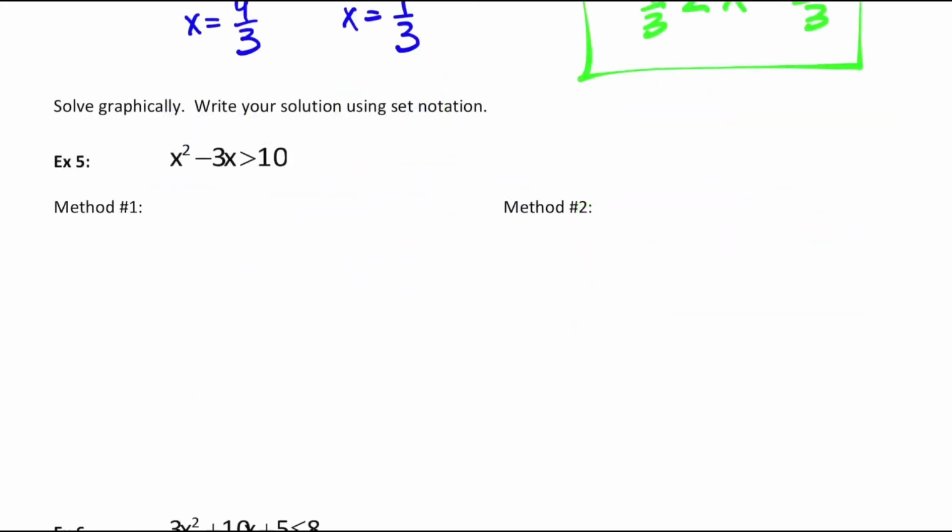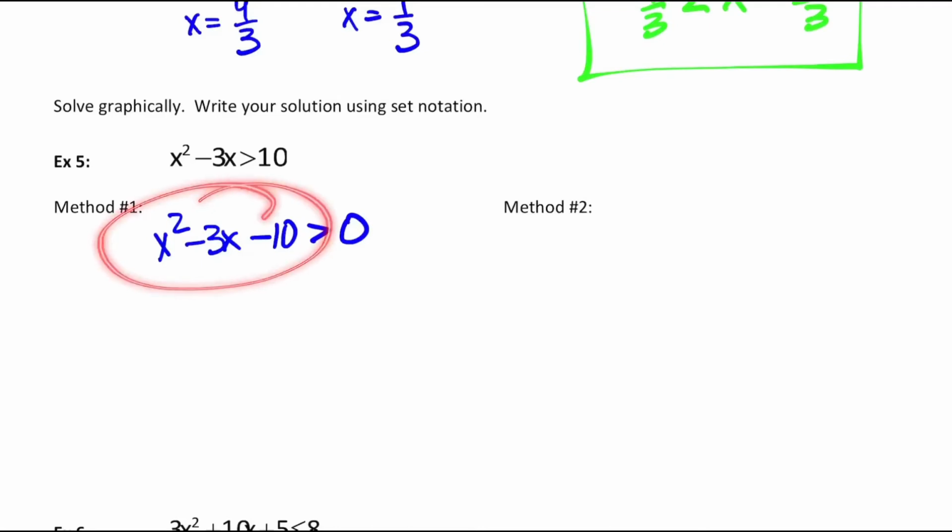Solving these graphically, there's two methods, really. I'm going to focus on method 1, and that's getting it to 0 on one side. So method 1, what I would do is subtract the 10 over. So I have x squared minus 3x minus 10 is greater than 0. Now what I need to do is put this into y1. There's not much algebra involved. We've already done all the algebra we're going to do just by subtracting 10. So it's going to go into y1.